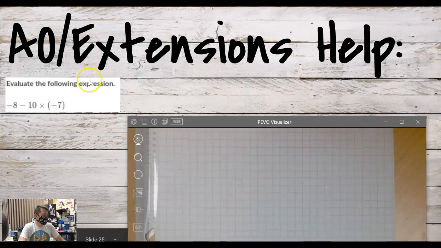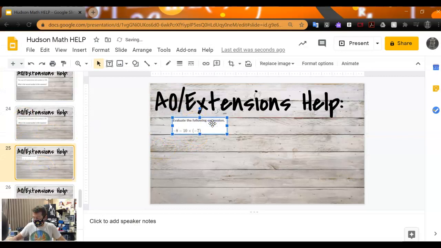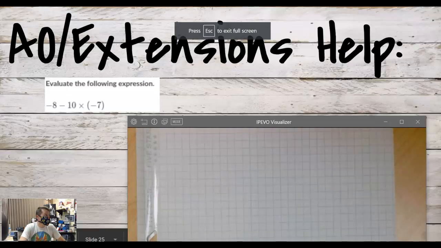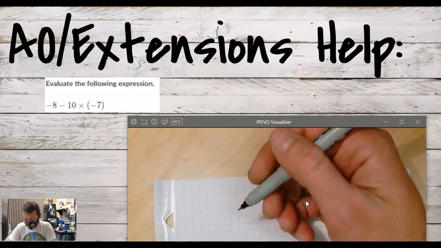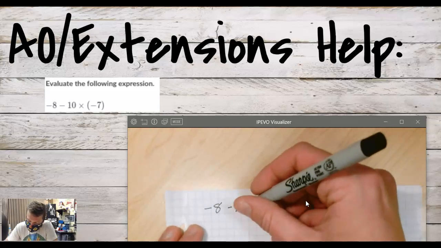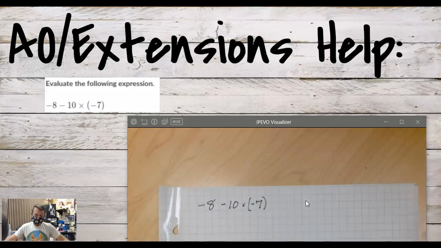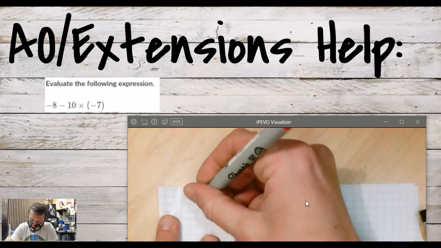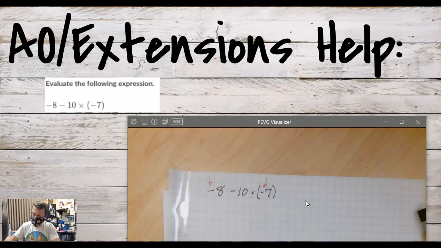All right, this is another one of those order of operations problems that is set up to have trap doors in it. So, -8 minus 10 times -7. Now remember, when we're looking at these symbols, this is a negative, this is a negative, and then this right now is a minus.